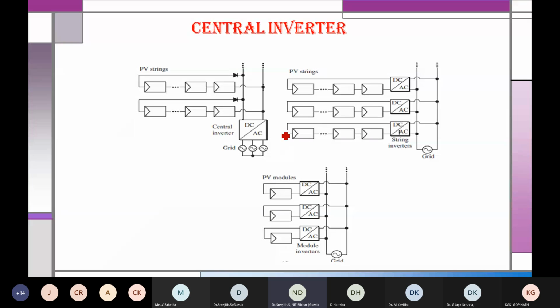And the last one is the central inverter. Actually, this diagram has all three. You can see here, this is a module, and this is the inverter. So each one has one inverter. This is the micro inverter.